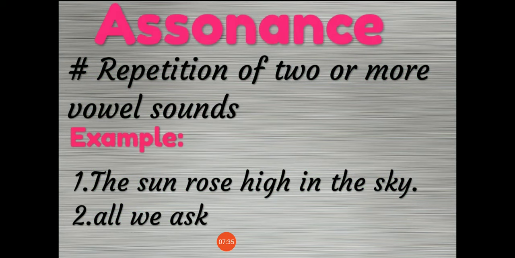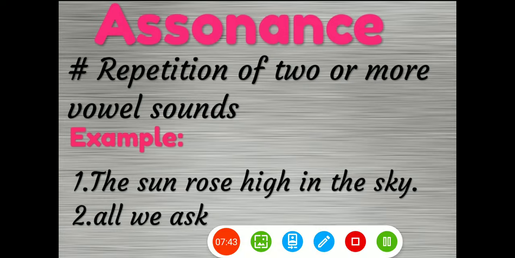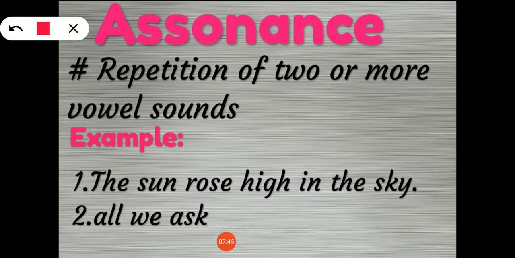So the next figure of speech that we are going to learn is assonance, right? So what is assonance? Assonance is nothing but repetition of two or more vowel sounds. Okay, you know what are the vowels? A, E, I, O, U, right? So repetition of two or more vowel sounds in a line is called assonance.